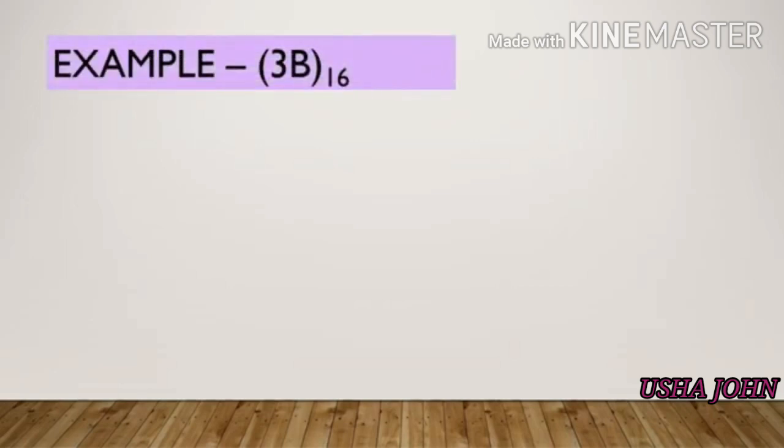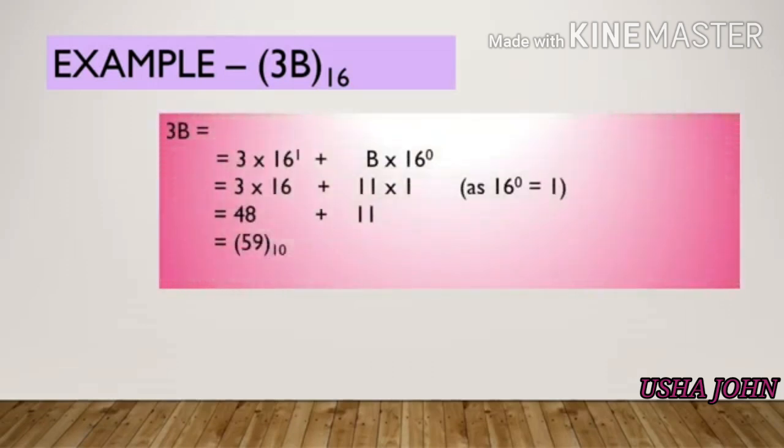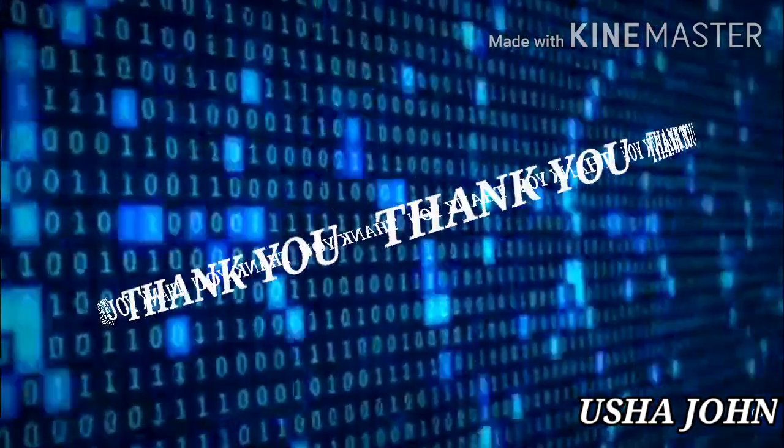Let's see the example. 3B base 16, that is a hexadecimal number. Now start from the right. 16 power 0 multiply B, 16 power 1 multiply with digit 3. 16 power 0 is 1. A represents 10, B represents 11, so we write 11 here. 16 multiply by 3 is 48. So total 59. The equivalent decimal number for 3B is 59.